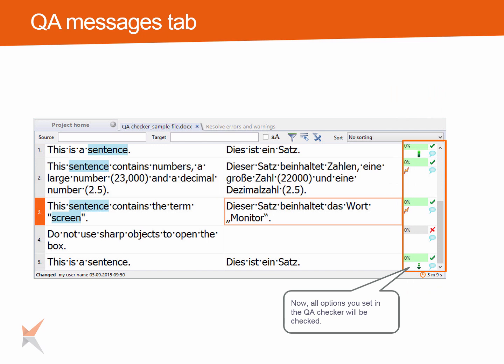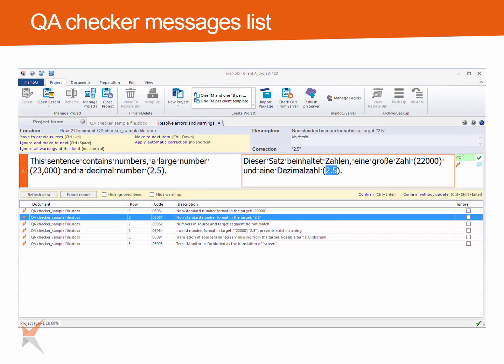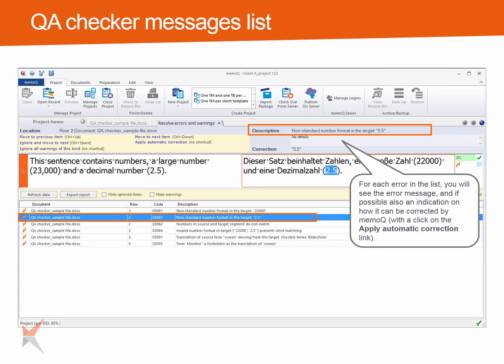Once the QA checker has finished, you will see flashes on all the segments that might have a mistake in them according to the settings in the QA checker. In addition to your Translation Document tab, you will now also see a tab with a list of error and warning messages. For each error in the list, you will see the error message and, if possible, also an indication on how it can be corrected by memoQ, with a click on the Apply Automatic Correction link.